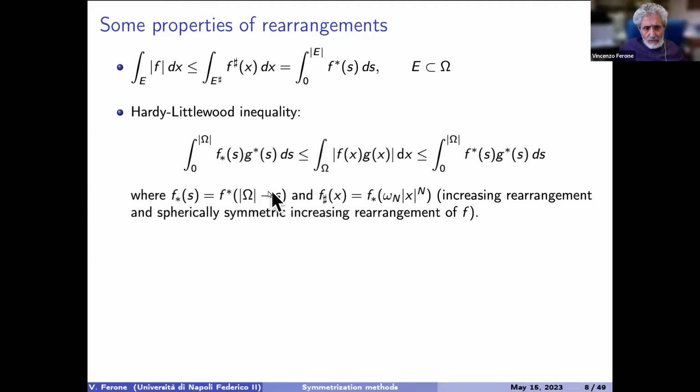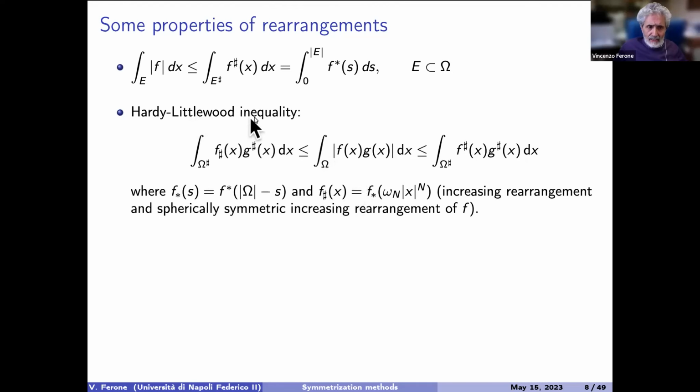So obviously one can also define the spherically symmetric increasing rearrangement, F sharp down, in the same way, and the Hardy-Littlewood inequality can be read by using F sharp. So the integral of F times G is less than or equal to the integral of F sharp times G sharp, both up, and on the left-hand side there is the similar inequality. This will be useful in some applications which I will show below.